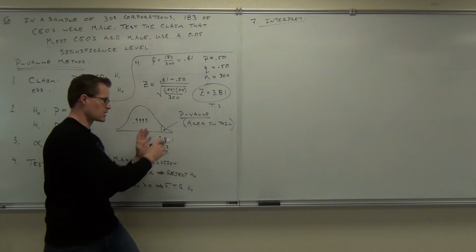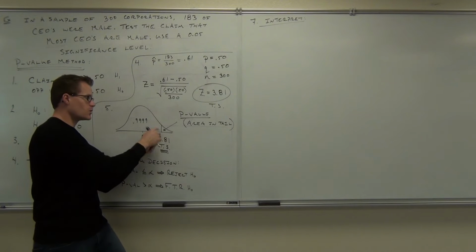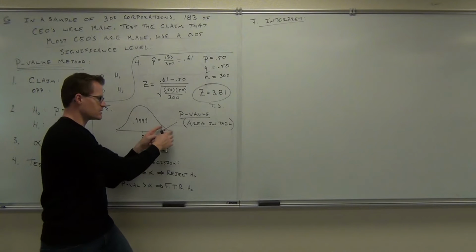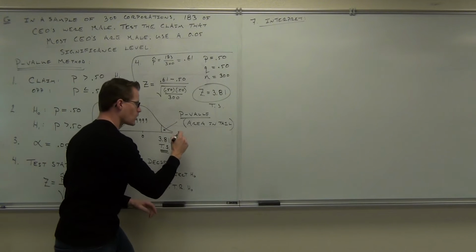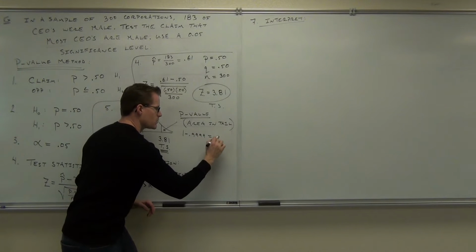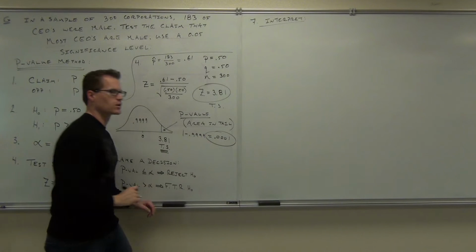And that's going to give you this area directly. On the table, it's going to give you this when you look it up. However, you're not going to put 0.9999 because that's not what this area is. This is 1 minus that. So our area is 1 minus 0.9999. That's 0.0001. That's our area.